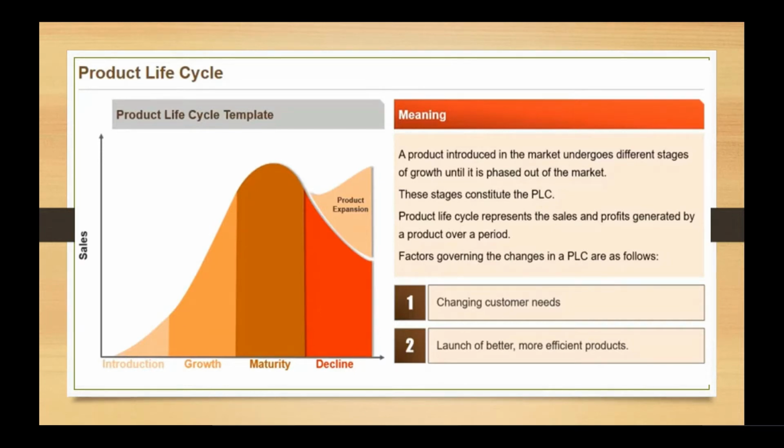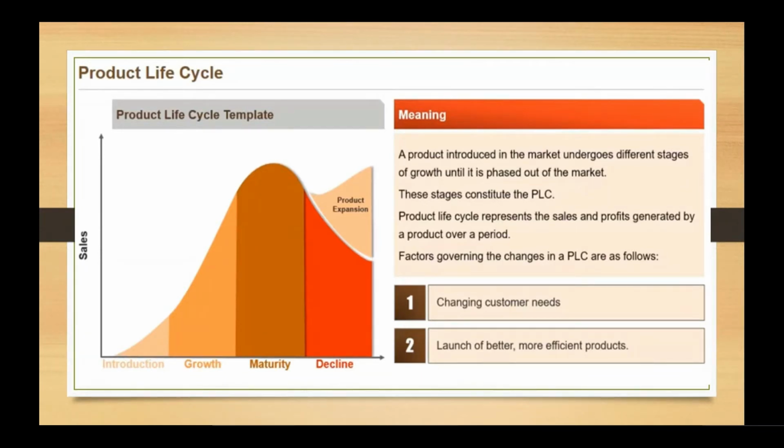When you look at this picture, we see that there is x axis and we have y axis. On the x axis, you have time period. On the y axis, you have sales, annual sales. So your product over a period of time, how the sales is increasing or decreasing during each of the stages of this product is being shown through the form of a picture in this slide.